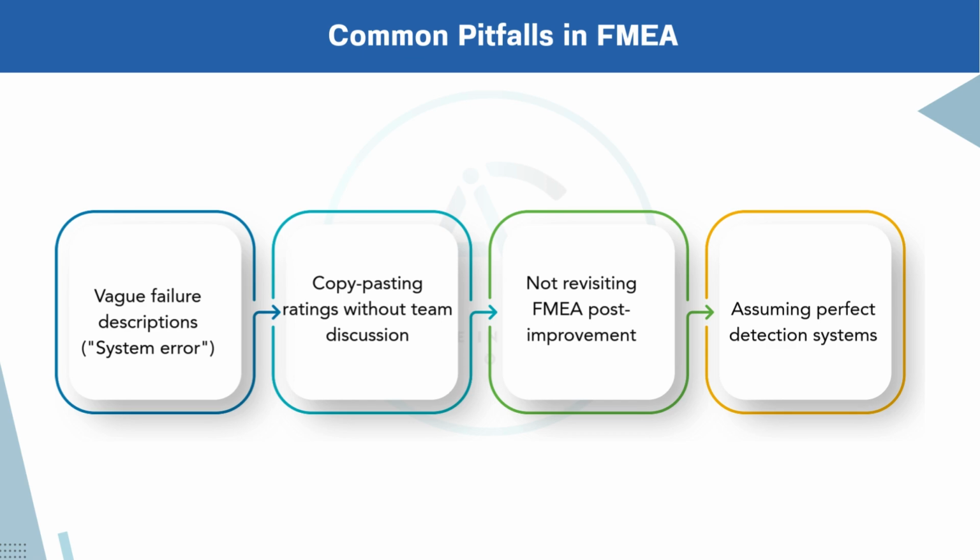Assuming perfect detection systems. No detection method is perfect, not even automation. Many teams assign detection scores as if the control will catch everything. We must be realistic about what our detection controls can actually do, based on audit data, past misses, or simulation results. By avoiding these pitfalls, you ensure your FMEA is not just a formality, but a powerful tool for proactive risk prevention.